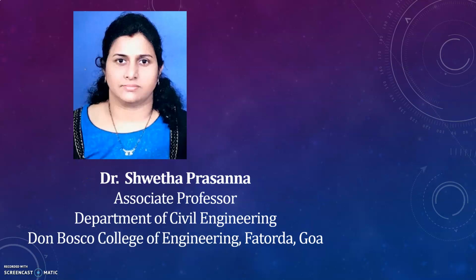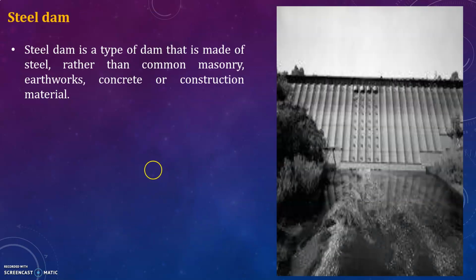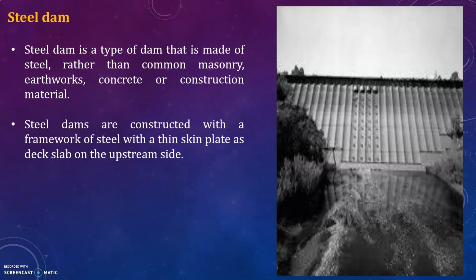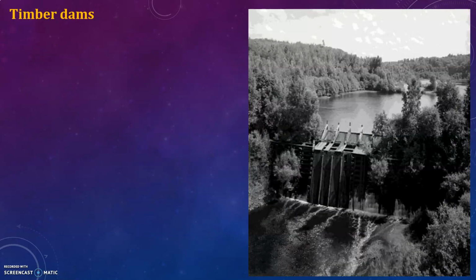Hello, my dear students. Let us discuss the next type of dam, that is steel dams. A steel dam is a type of dam that is made of steel rather than common masonry, earthworks, concrete, or construction material. Steel dams are constructed with a framework of steel with a thin skin plate as deck slab on the upstream side. In India, no such dams have been constructed. Maintenance cost is high due to rust and corrosion.